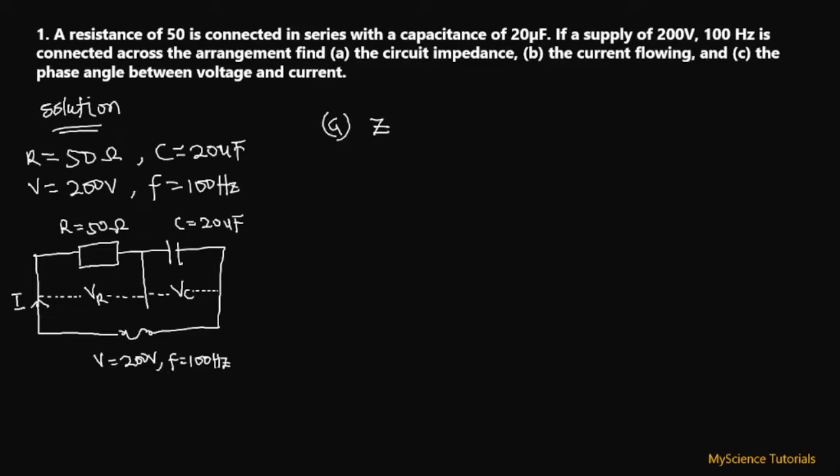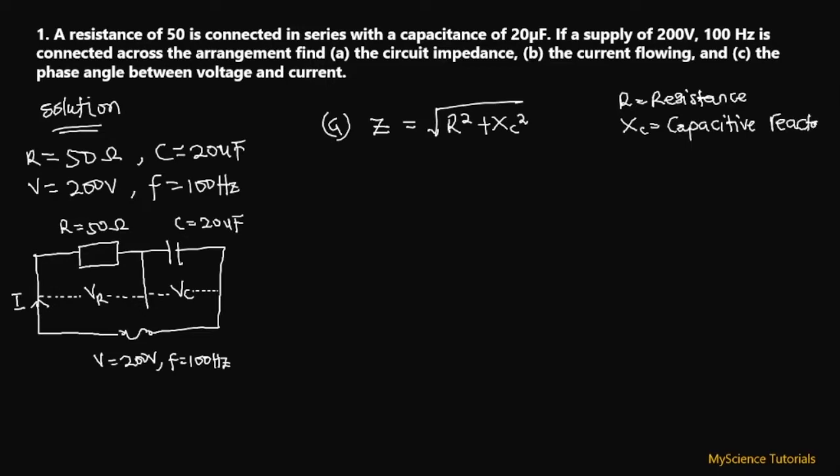Now the impedance of an R and C series AC circuit is given mathematically as Z equals the root of R squared plus XC squared. For those of you who don't know, R is the resistance of the resistor, and XC is what we are calling the capacitive reactance. This capacitive reactance is the opposition to the flow of current in a circuit that has a capacitor in it. For us to find Z, the impedance, we need to first find the capacitive reactance, because we do not have that given to us in the question.